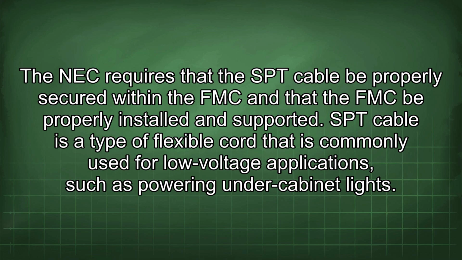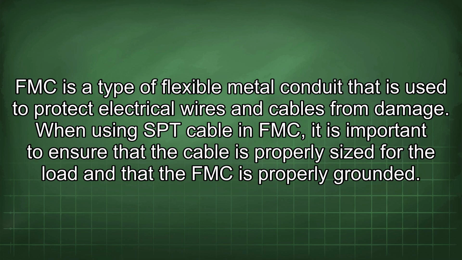SPT cable is a type of flexible cord that is commonly used for low voltage applications, such as powering under-cabinet lights. FMC is a type of flexible metal conduit that is used to protect electrical wires and cables from damage. When using SPT cable in FMC, it is important to ensure that the cable is properly sized for the load and that the FMC is properly grounded.